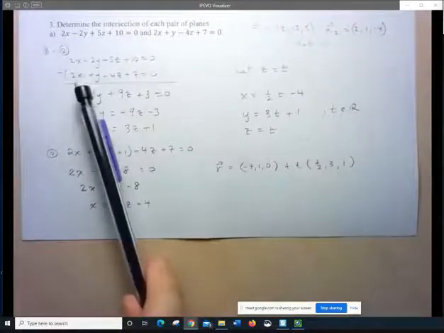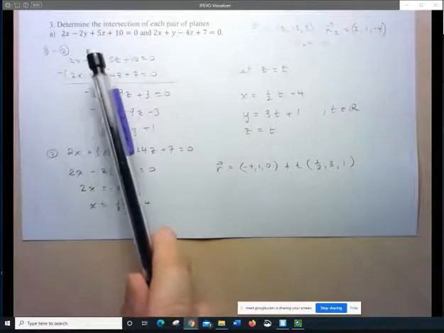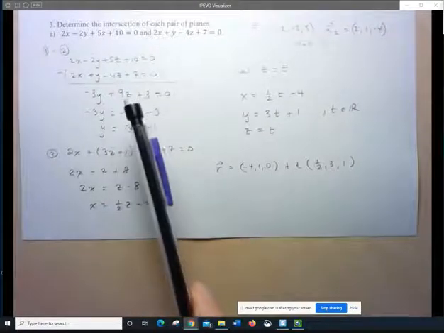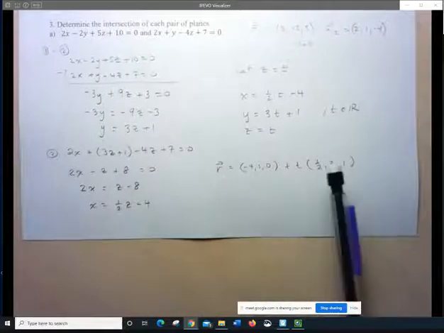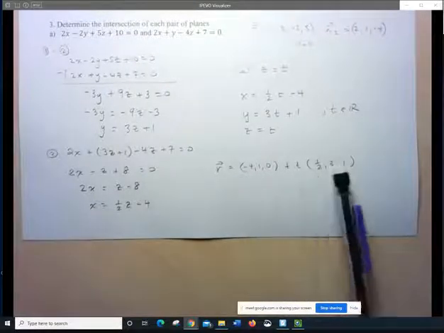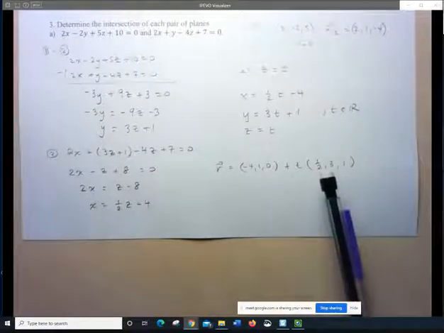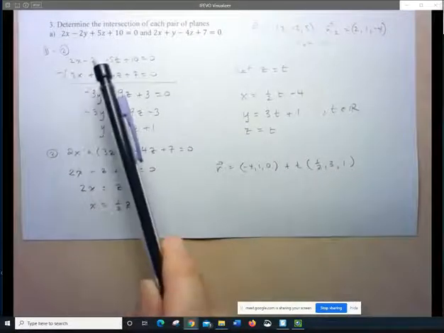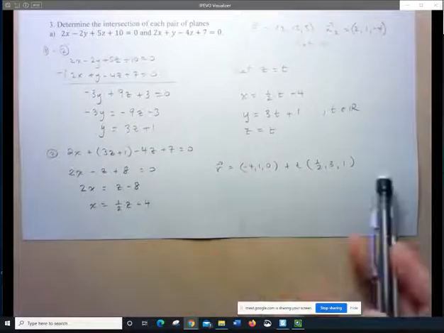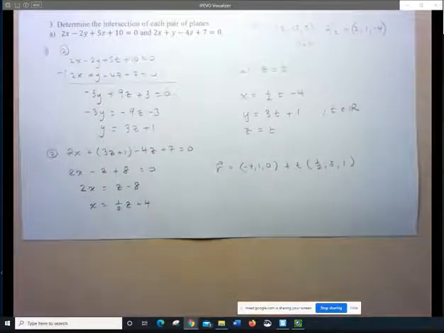Now, what if at the beginning of this process, I had chosen to eliminate the y's, or I had chosen to eliminate the z's? Can you see that it's very reasonable that my final answer would have looked very different? But why does that not worry me, that I might have ended up with an answer that looks very different if I start with a different elimination? What can we say about the vector equation or parametric equation of a line?